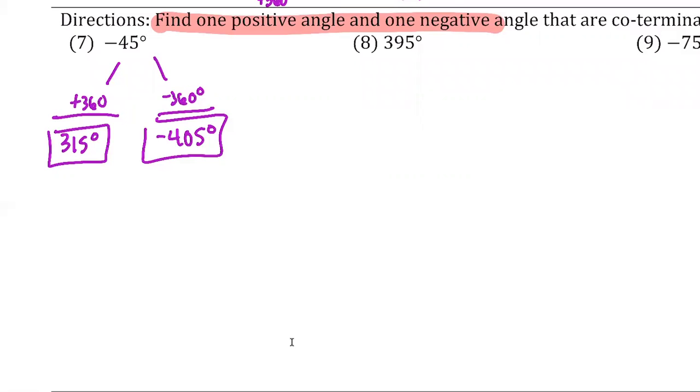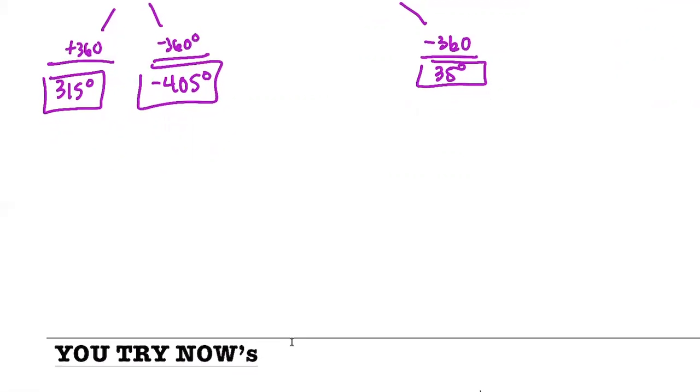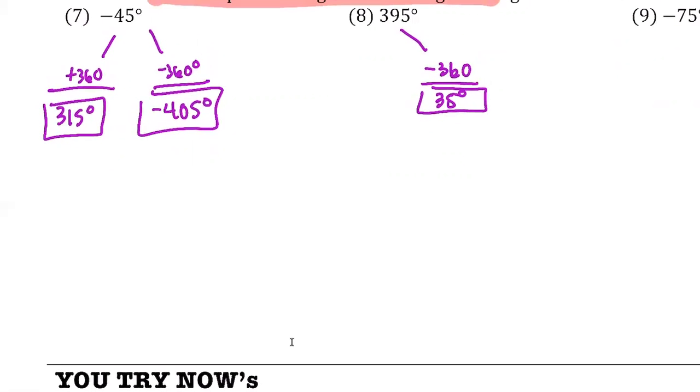Sometimes you might need to go more than once to get a positive and a negative. So for mine, for 395, if I subtract 360, that doesn't get me all the way. That gets me to only 35 degrees. So is that a bad answer for a positive coterminal angle? No, technically you've already found one. But I still want a negative one, which means I still have to keep going. I'm going to subtract another 360, another rotation around the circle. And that's going to leave me with my final answer of negative 325 degrees. And there is a negative one.